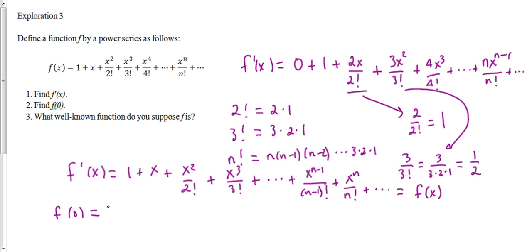All right, well, number 2 asks us to find what f of 0 is going to be. And what's f of 0 going to be? Well, it's going to be equal to 1. So part 3 asks us, what well-known function do you suppose f is? Well, we need something that's going to be its own derivative, and we need something so that f of 0 is going to be equal to 1.